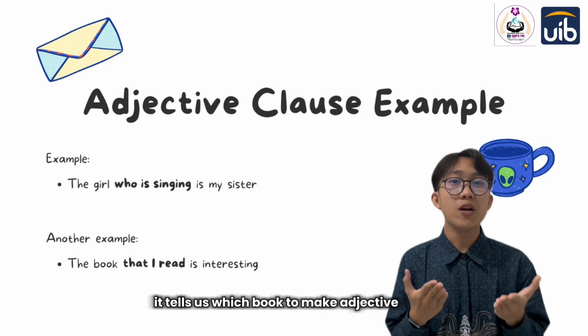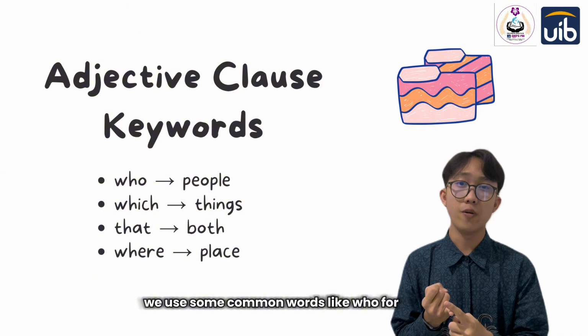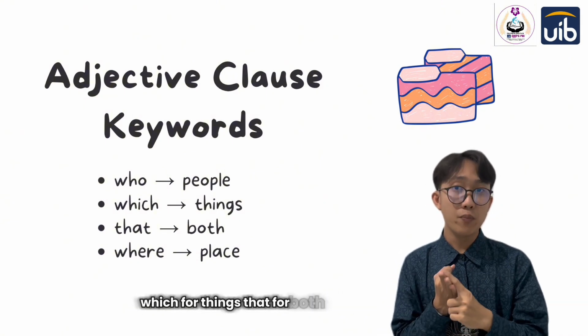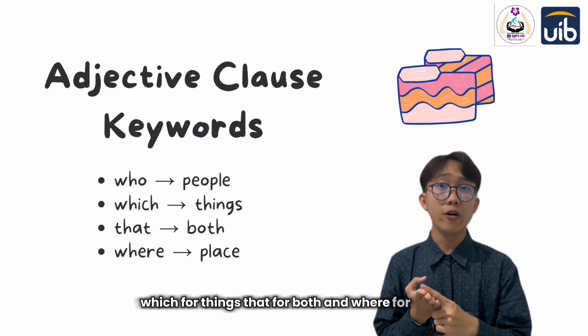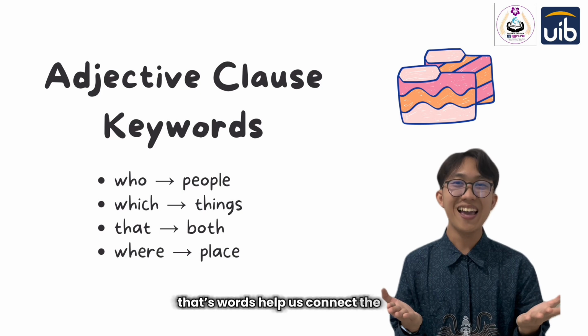To make an adjective clause, we use some common words like who for people, which for things, that for things like a book, and where for place. That word helps us connect the idea.